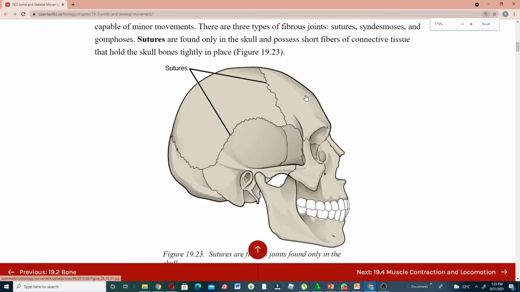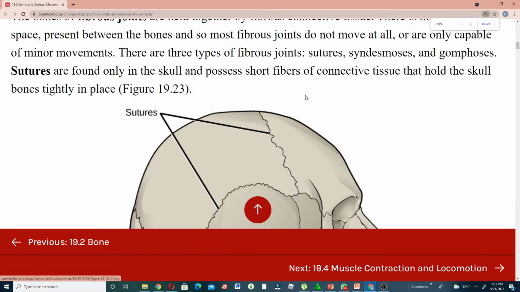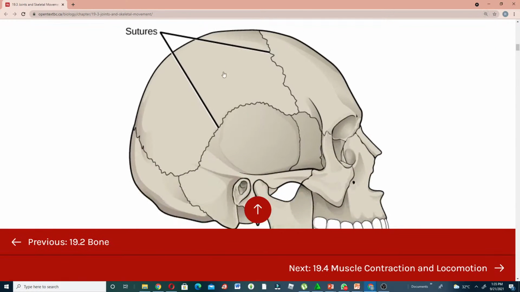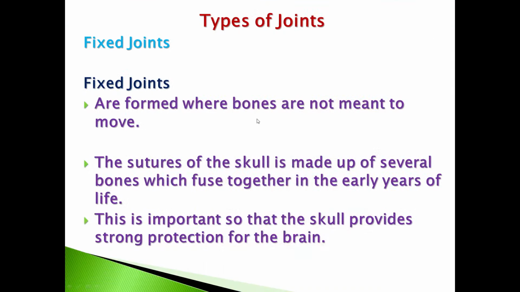So for example, here you have a diagram of the skull. Basically these are joints. As you can see, we have different bones that make up the skull. Now these joints don't move, simply because the brain is a very important organ, and you don't want the brain to be exposed to things within the environment that can strike it, for example, and damage it. So these are examples of joints that are called fixed joints.